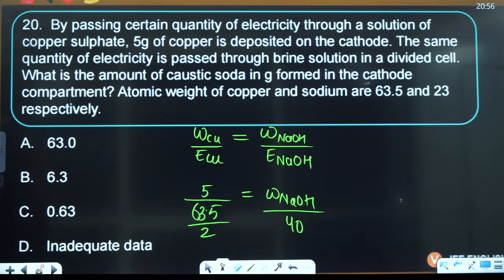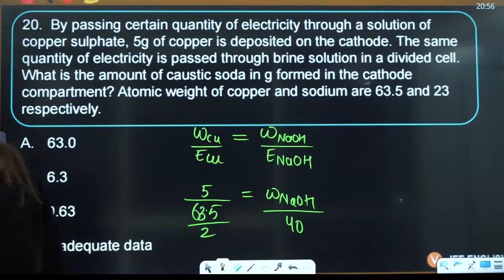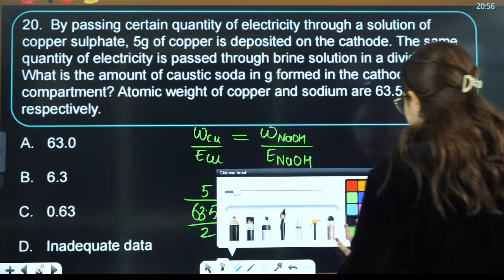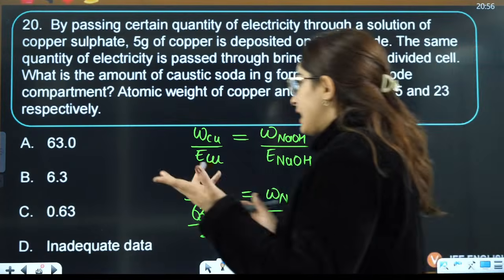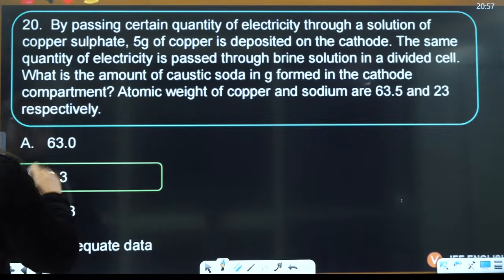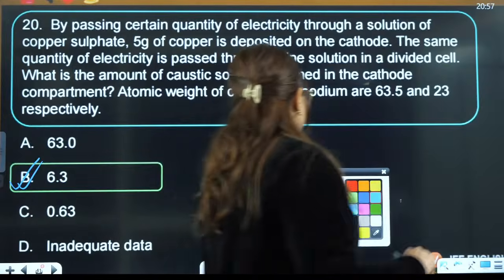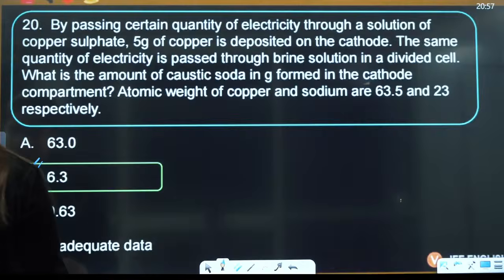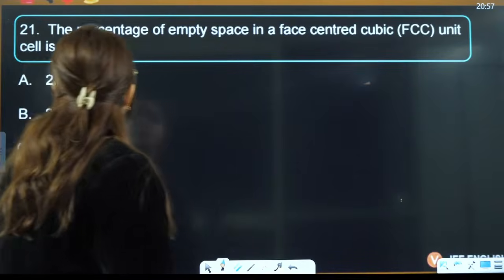After solving, you will get the answer. This will come out to be 0.15 and you will multiply it with 40 and you will have your answer as 6.3. Okay? Everybody got it? 6.3 gram is coming out to be the answer.